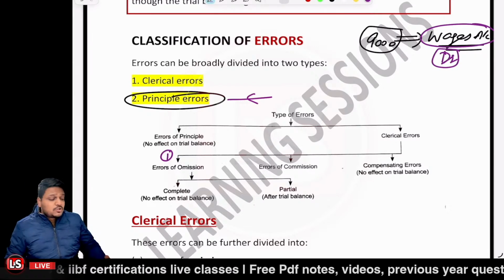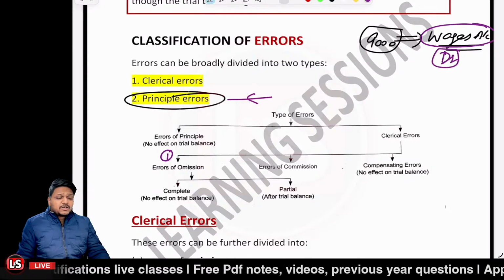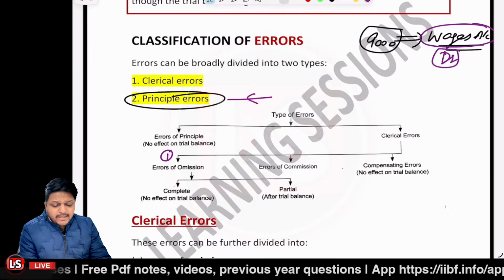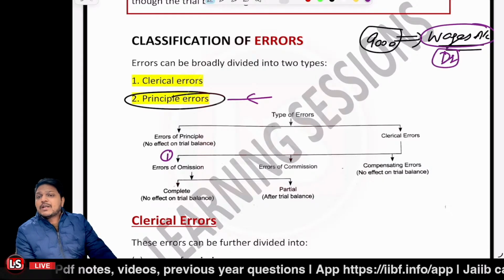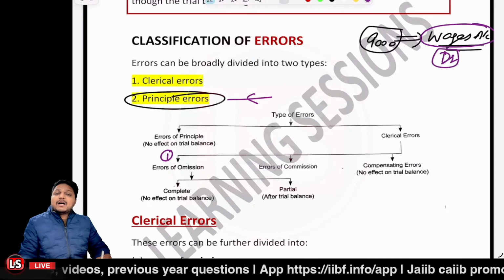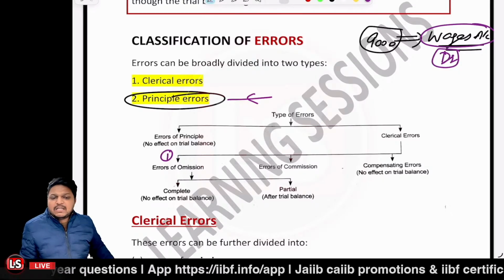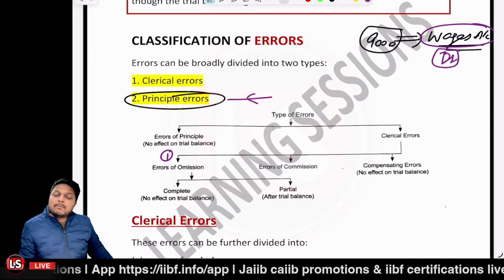Now the partial omission could be related to what? That you have partially not recorded the transaction. One leg was recorded but the other leg has not been recorded by you. That is a partial omission. Definitely, the omission can be of multiple types. Now, like it was related to complete omission.